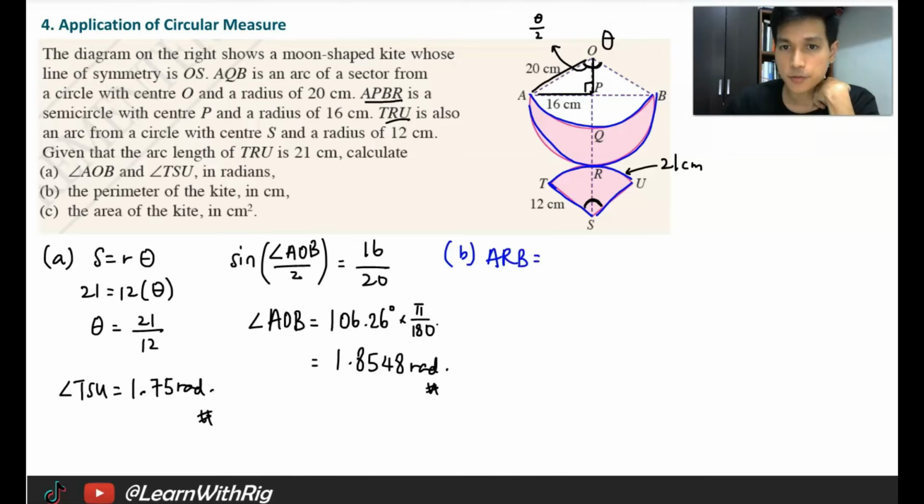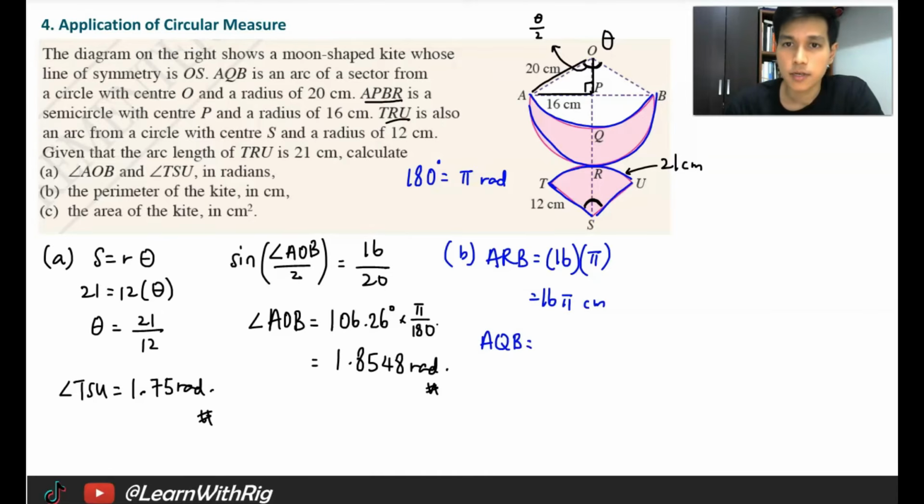So ARB, we use this semicircle. That's why I say you have to know which radius to use. Since it's a semicircle, it's going to be r theta. R is 16. Theta is half a circle. I told you before, 180 equals pi in radian form. So you get 16 pi cm.